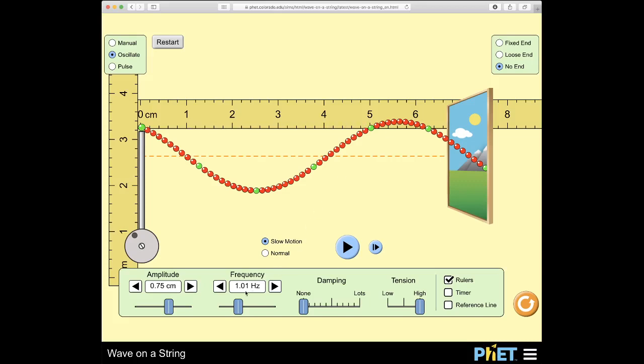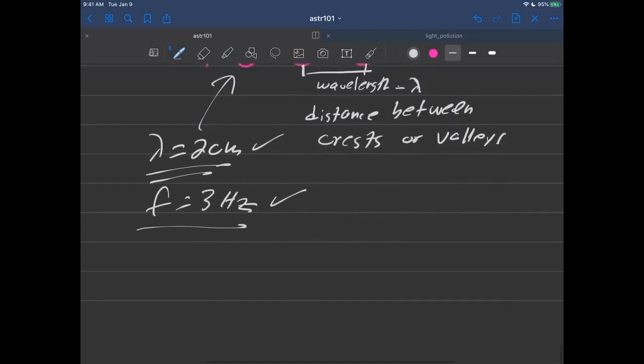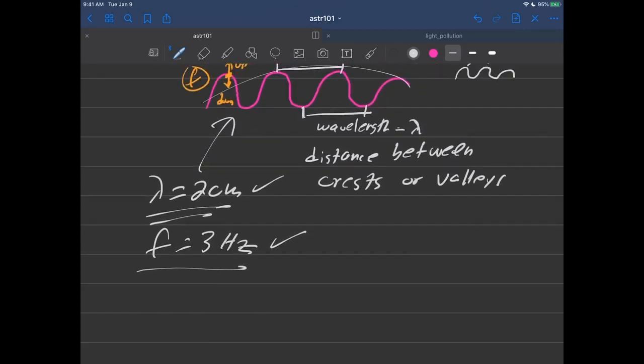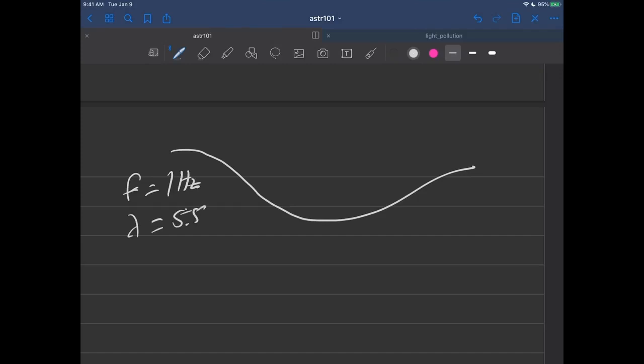And so when I lowered the frequency to 1 hertz, the wavelength grew to 5.5 centimeters. So that's another bit of data we could draw on here. Maybe we'll keep this one together as one example when we go to the next one. Then the second wave that I drew is much more gradual. It looks more like this. And this one has that frequency of 1 hertz, but the wavelength went up to 5.5 centimeters.